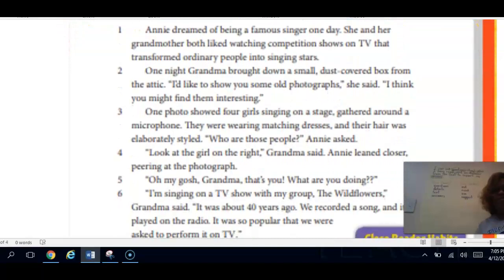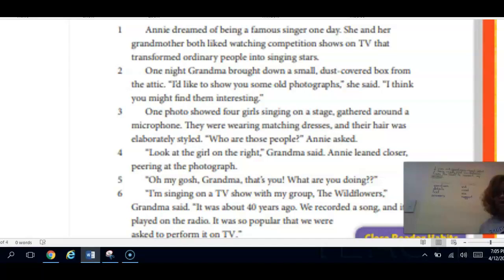Annie dreamed of being a famous singer one day. She and her grandmother both liked watching competition shows on TV that transformed ordinary people into singing stars. One night, Grandma brought down a small dust-covered box from the attic. "I'd like to show you some old photographs," she said. "I think you might find them interesting." One photograph showed 4 girls singing on the stage, gathered around a microphone. They were wearing matching dresses, and their hair was elaborately styled.